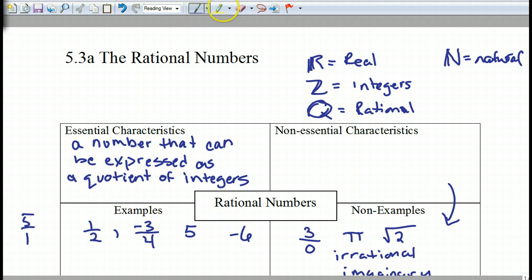Now, listen, even though 5 and negative 6 are whole numbers, they can still be expressed as a fraction, because 5 divided by 1 is 5. So those are still considered rational numbers.